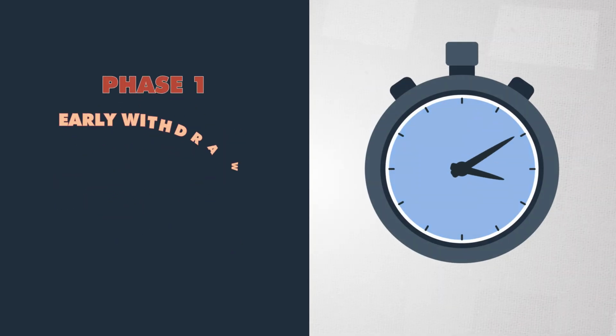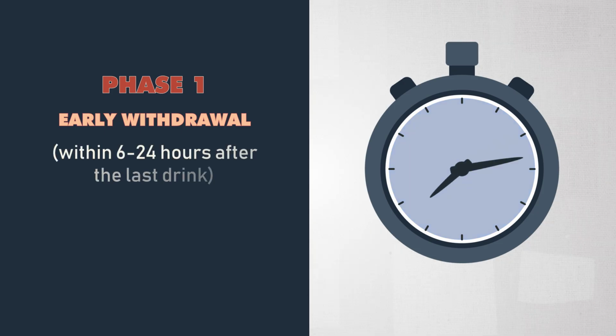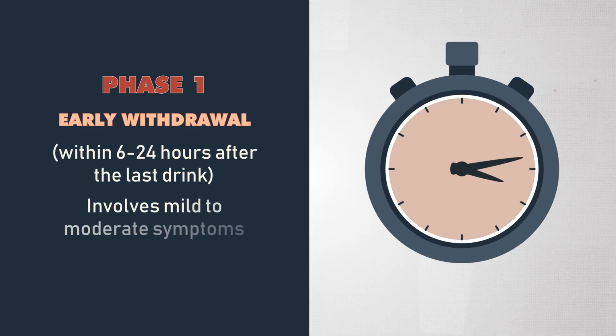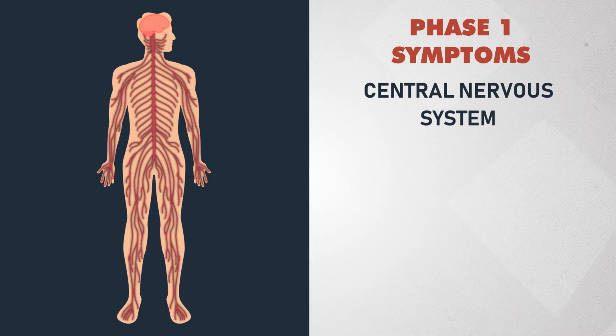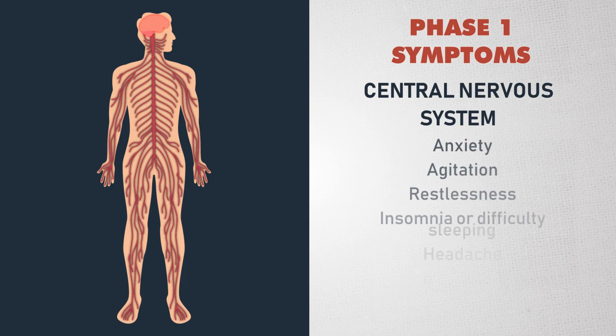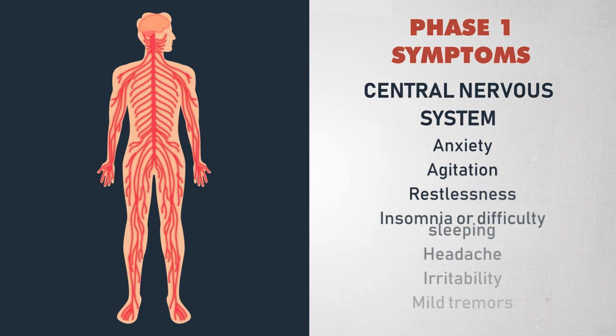Phase 1 is early withdrawal. This is 6 to 24 hours after the last drink. This phase usually involves mild to moderate symptoms as the body begins to react to the absence of alcohol. Common symptoms in this phase include central nervous system disorders such as anxiety, agitation, restlessness, insomnia, or that difficulty to sleep, headaches, irritability, mood swings, mild tremors, often in the hands.